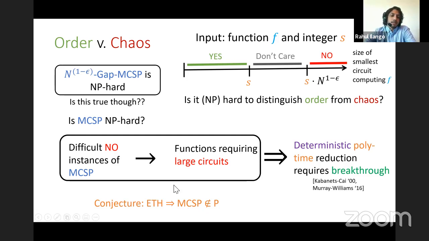And for me, it seems quite plausible that you should be able to prove ETH implies MCSP is not in P. And another thing is randomized reductions. Deterministically, we don't know how to produce functions which require large circuits. But if you use randomness, then a random function is going to require large circuits. Random functions won't have any order at all. So it's not clear whether there should be a barrier to proving MCSP is NP-hard using randomized reductions. And so it would be really interesting to either prove it's NP-hard using randomized reductions, or show that there's some barrier there, and no one really understands whether there should be or shouldn't be.